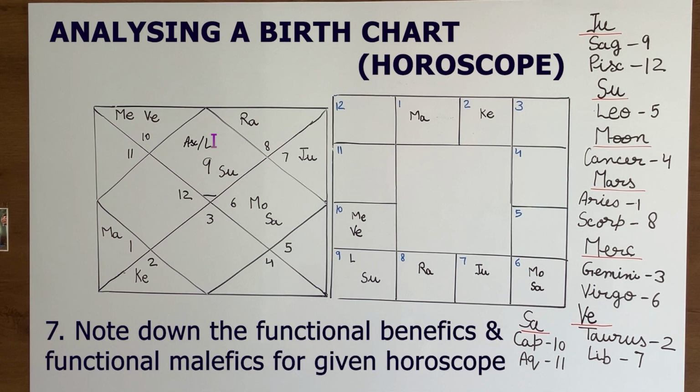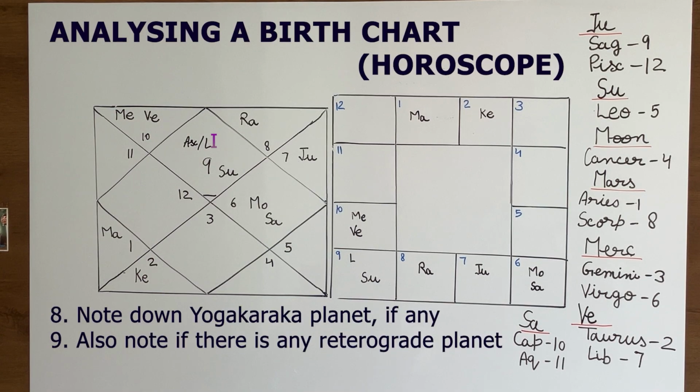Next, note down functional benefics and functional malefics for the given birth chart. Check for Yog Karak planet, if any. Also check if there is any retrograde planet in the birth chart. R will be mentioned with that planet in the birth chart. In the beginning, you should not worry about retrograde planets. Retrograde planets of your birth chart are not afflicted planets, so there is nothing for you to worry about them. In some cases, they behave in different way, which we will discuss in some other session.